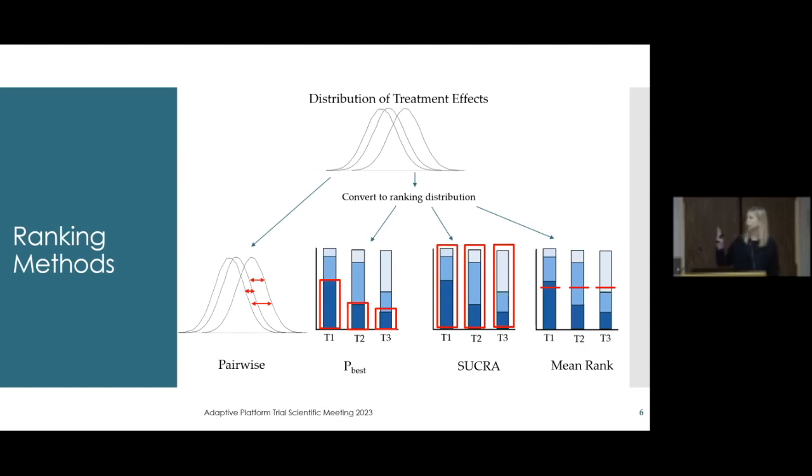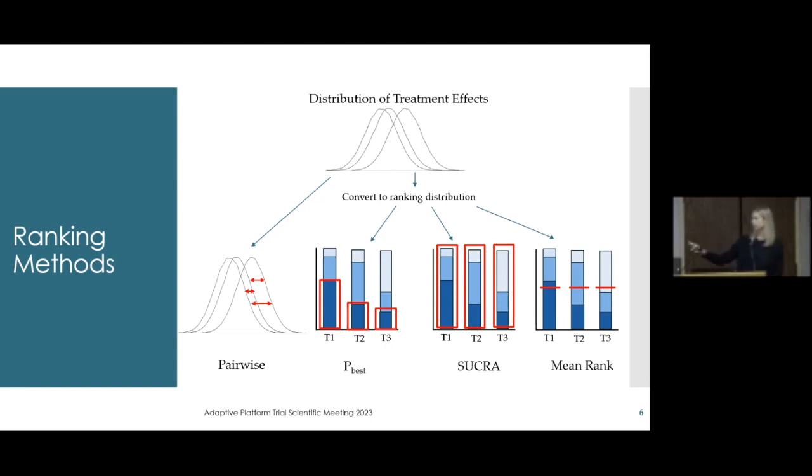So here's an outline of the ranking methods that we chose. At the top are the distribution of posterior treatment effects because we are doing the study under a Bayesian framework. So the first method is the pairwise method, which is not necessarily a ranking method because it takes the distribution of treatment effects and compares the actual values in a pairwise fashion. The reason we're considering this method is because it is the only method that takes into account the difference between the treatment effect values instead of the difference between the treatment ranks.